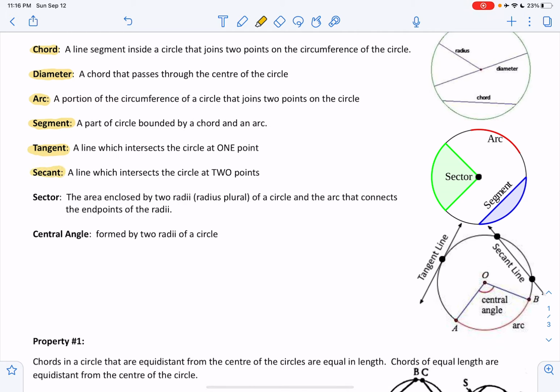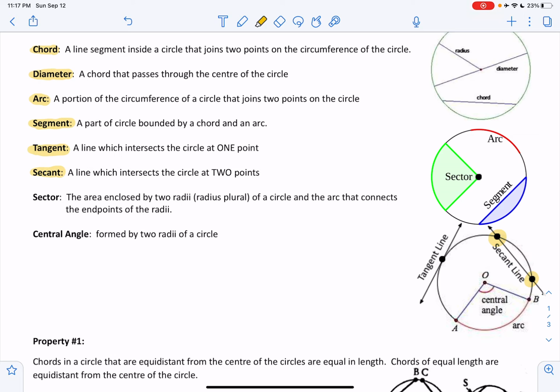Next is a secant. A secant is a line which intersects the circle at 2 points. So kind of like a chord, the only difference is a chord ends here, and here, whereas a secant goes on forever. So if we see our secant line down here, it's like a chord, so we pick our 2 points and we connect the dots, but a secant line goes on forever and ever and ever. So it just keeps going forever.